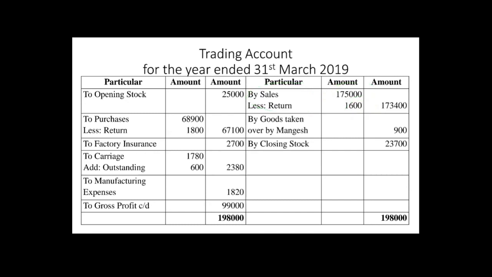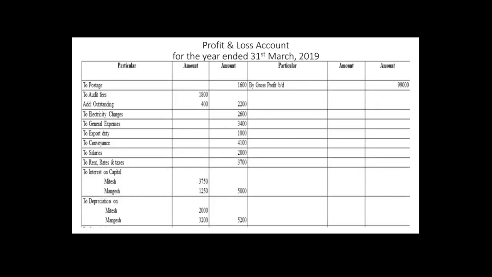Now the next one is the purchase. Now purchase is a direct expenditure which we record in the trading account, debit side mein. So if you will see over here, purchase is given, that is 68,900. The next one is audit fees. Now audit fees is there in the profit and loss account because it is an indirect expenditure. So if you will see audit fees, it is here over here. Okay, you can see audit fees over here.